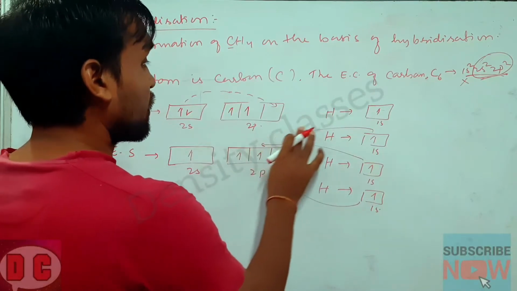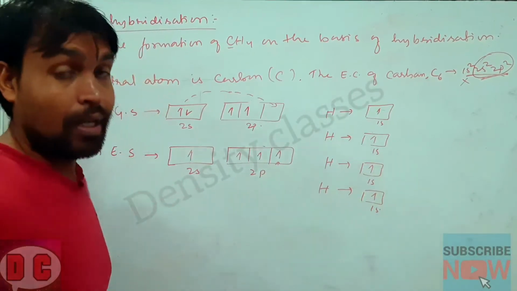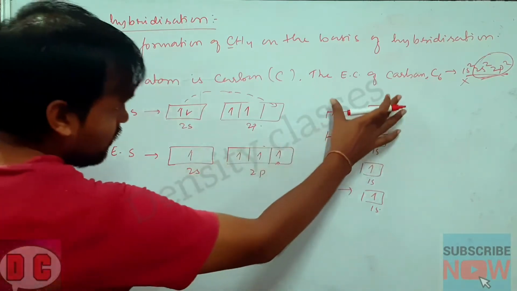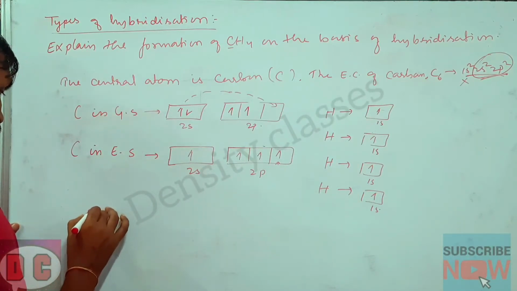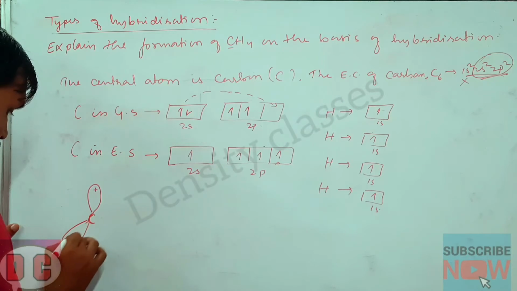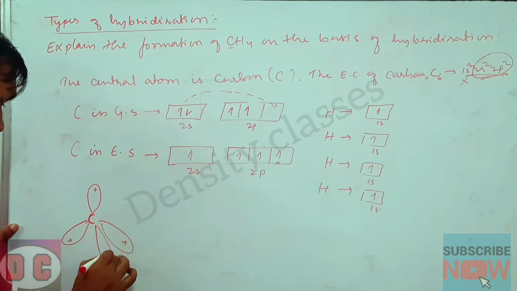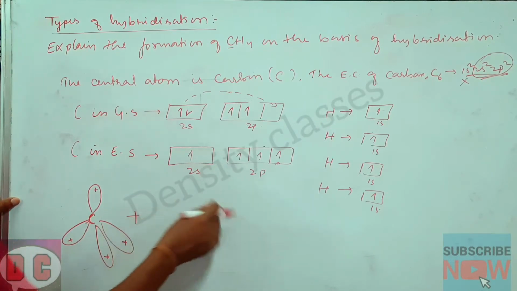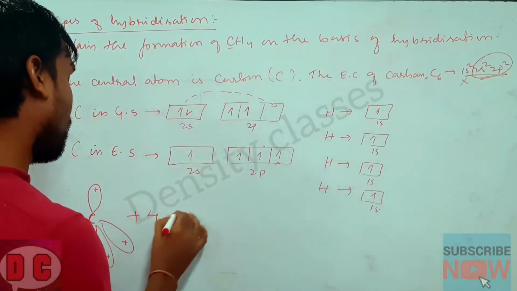They will overlap in order to form sigma bonds. Since these are s orbitals, the overlapping will be head-on or end-to-end overlapping. As a result, they form a sigma bond. So let us see how it will be. We have already seen the hybridized carbon atom orbitals, like this, positive, and so on, four of them. When these are combined with the unhybridized hydrogen atoms, CH4 has 4 s orbitals.